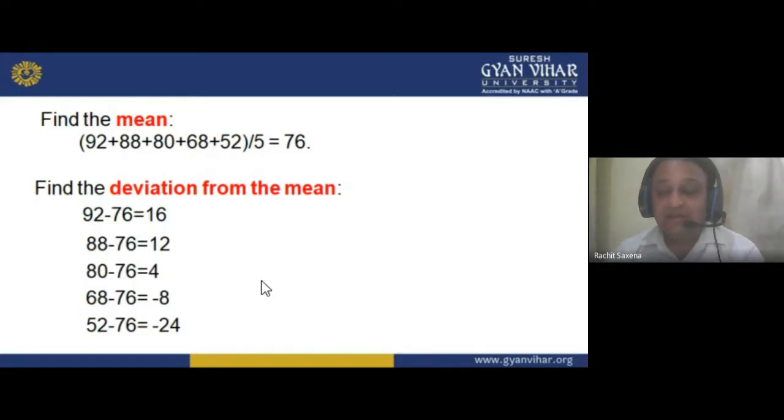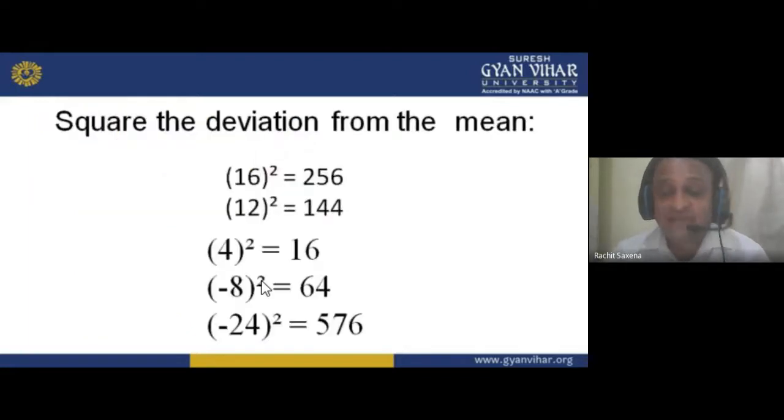Okay. Now take a square of that deviation. That is here. 16 square is what? 256. 12 square is what? 144. 4 square is what? 16. Minus 8 square is 64, and minus square means plus. So positive 64. Now negative 24, 24 square is 576, and negative square will become positive, so 576.